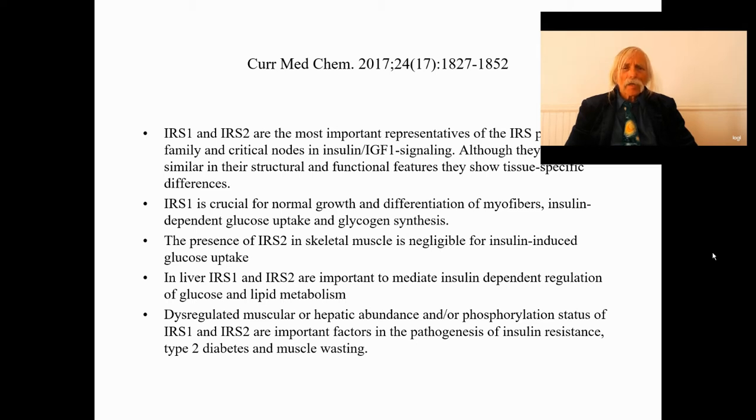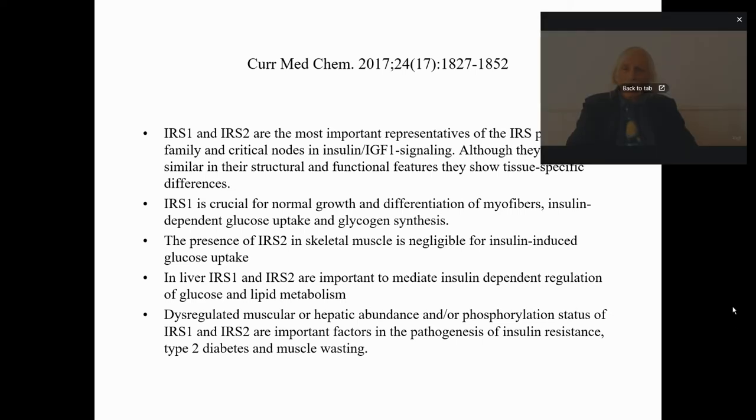Okay. So dysregulated muscular or hepatic abundance and or the phosphorylation status of either of those two proteins become important factors in the pathogenesis of insulin resistance, type 2 diabetes, and also indeed in muscle wasting. Okay. So got that cleared now.